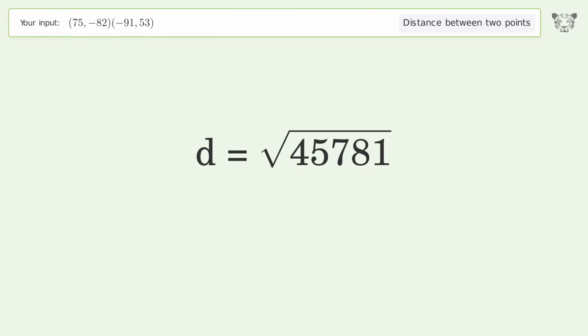And so the distance between the 2 points is the square root of 45,781 or 213.965.